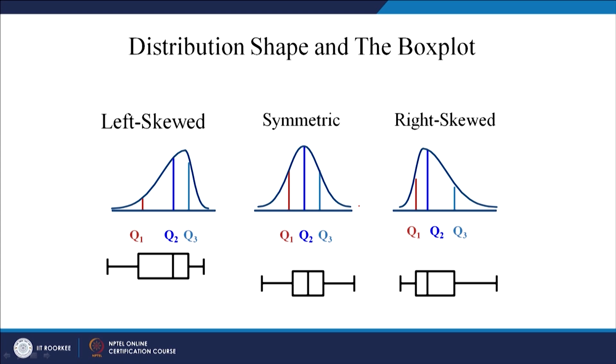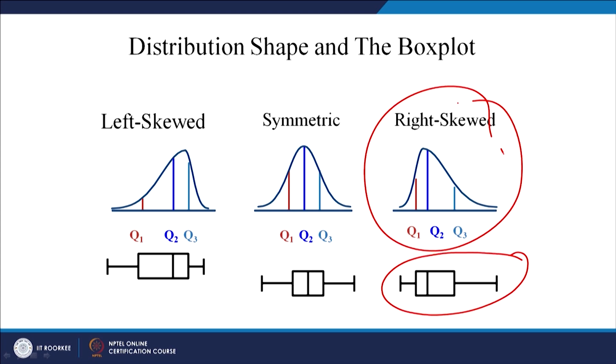Just see, this is the box plot and this is your right skewed curve. So, this is your box plot, this is your Q1, this is Q3, and this is the median. Since the median is towards Q1, it is right skewed.